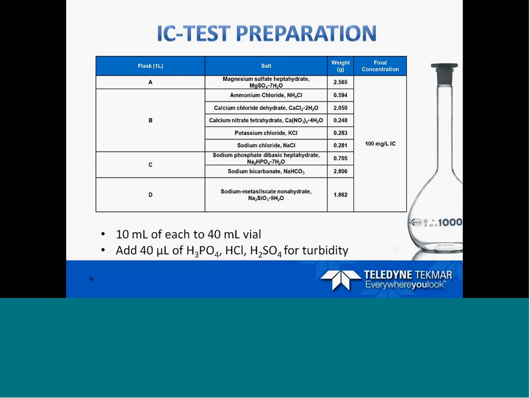So this is the first thing that we were going to do. This is part of the IDC. So after we make up each of these concentrations, we're going to take 10 mils of A, 10 mils of B, 10 mils of C, and 10 mils of D, and we're going to add each of these to a 40 ml vial. Now, when you shake that vial, you're going to find out that that solution might be a little bit turbid and cloudy looking. So we're going to get 40 microliters and either use phosphoric acid, hydrochloric acid, or sulfuric acid for each one of these.